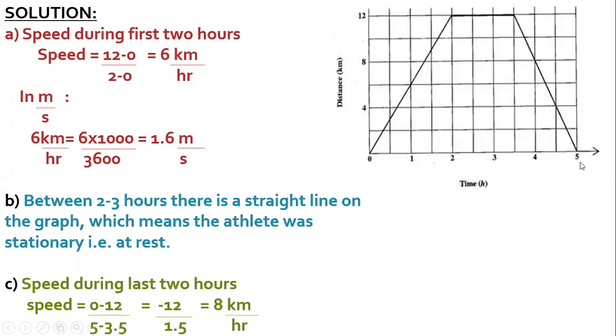So you are going to subtract the values: y2 minus y1 over x2 minus x1. So y2 is going to be 0, y1 is going to be 12. So 0 minus 12 divided by 5 minus 3.5 is equal to minus 12 over 1.5, which is minus 8 kilometers per hour. This is the speed, 8 kilometers per hour, that the athlete was moving with during the end of his journey. And the minus sign is just indicating the direction, it's heading back home.